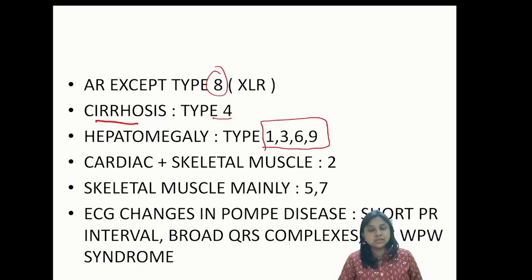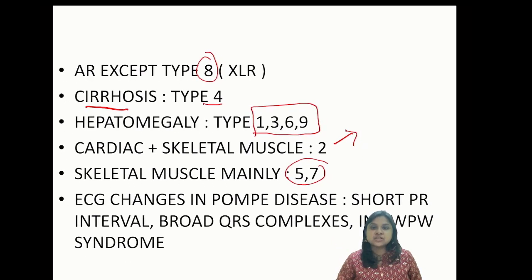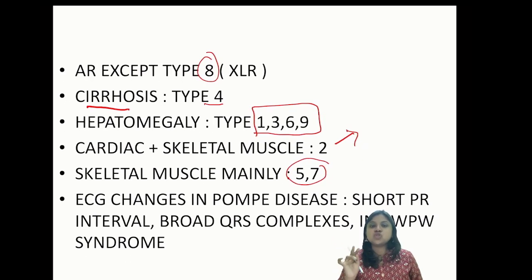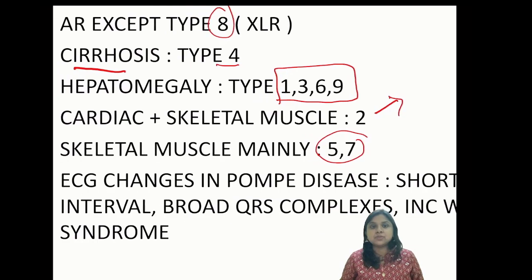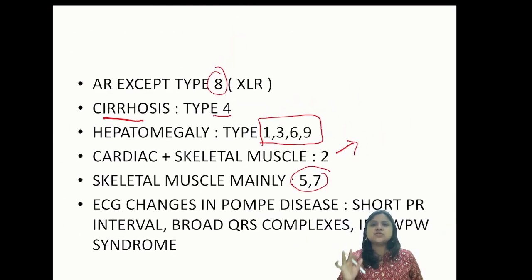Cardiac and skeletal muscle involvement is type 2. And skeletal muscle mainly is involved in 5 and 7. So type 2, I told you, is Pompe's disease, where I have the involvement of the heart. And what are the ECG changes you get in case of Pompe's disease? We have short PR interval, broad QRS complexes, and there is an increased association with WPW syndrome. Okay, so these are the few one-liners which you need to remember from glycogen storage diseases.